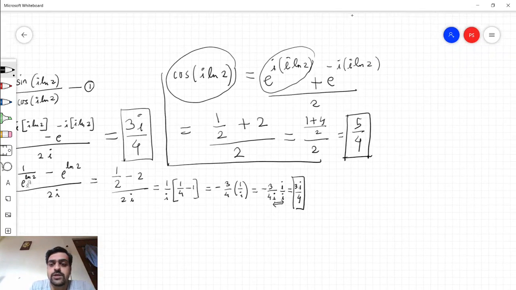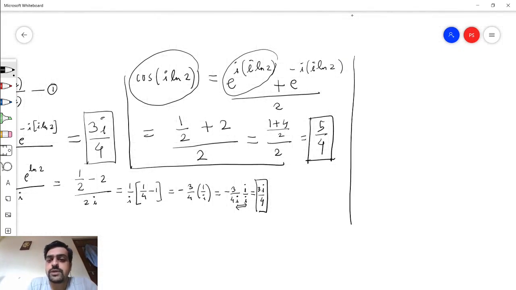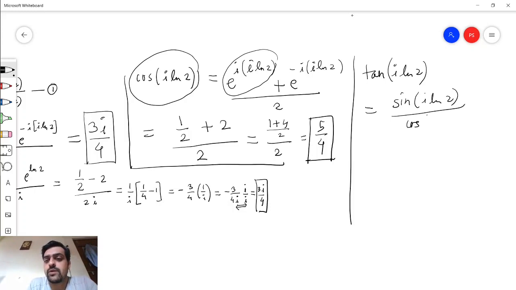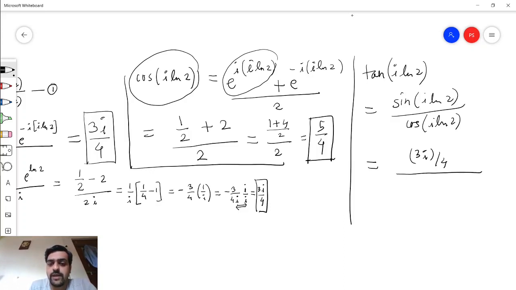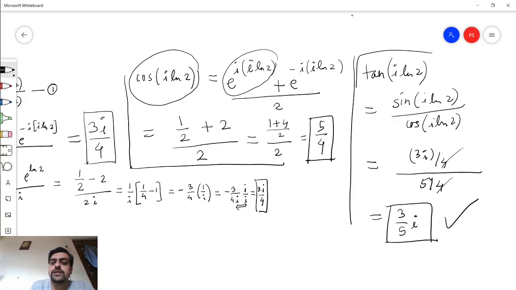So now we can use tan of i log 2 equal to sine of i log 2 divided by cos of i log 2, which gives us 3i by 4 divided by 5 by 4. So 4 will be cancelled and we have 3 by 5 times i. So this is the answer of this expression.